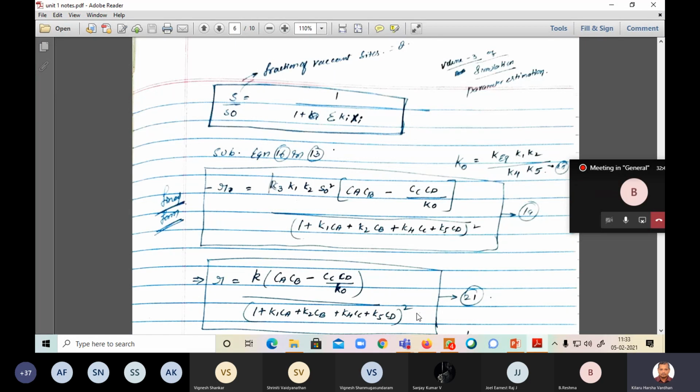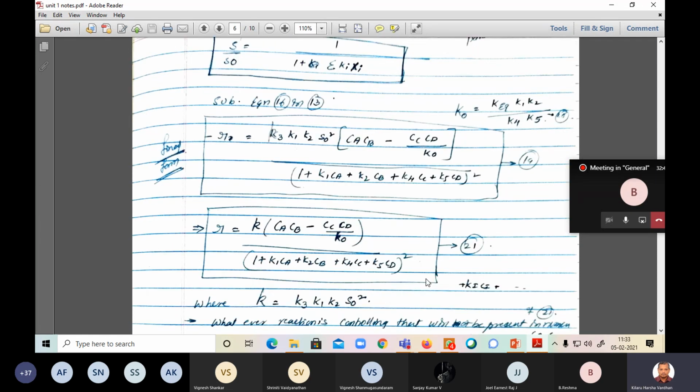This is the final form of the equation. From this equation, what we can understand is, what is the reaction? A is sitting on an active site, B is sitting on an active site to give you C and D. C is sitting on an active site and D is sitting on an active site.